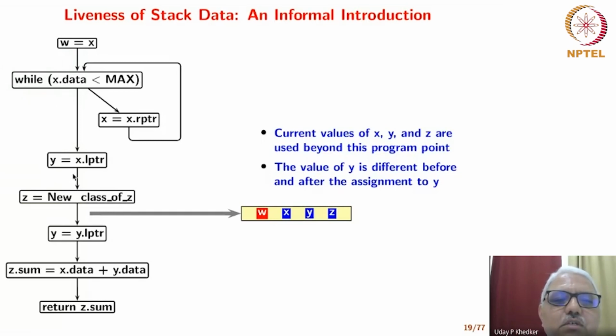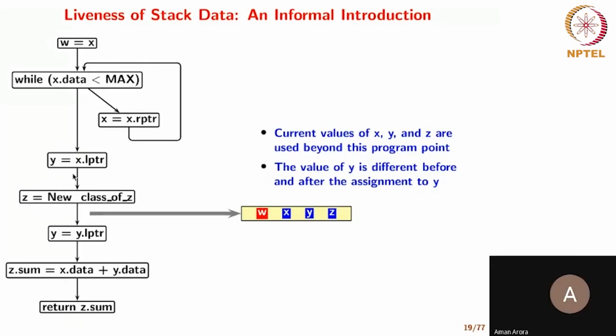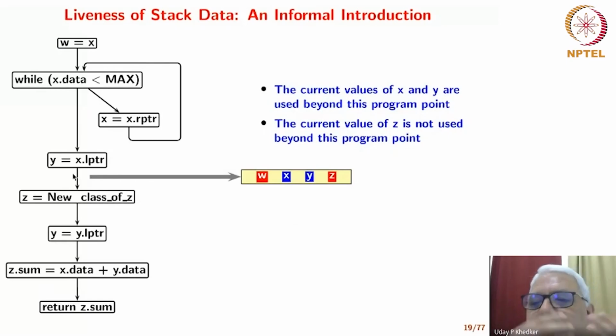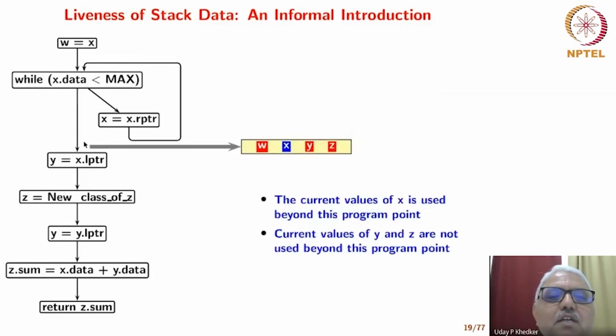Z is equal to new class of Z. Which variables are live? X and Y. In particular, Z is not live because we are redefining Z. We might put anything in Z. We might put any address in Z. It doesn't matter, right? And so Y becomes dead. Similarly, when we go above this, we observe that Y is dead here, because Y is reassigned, and only X is live.